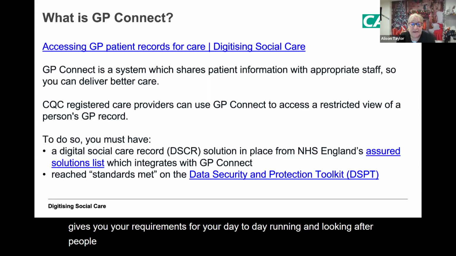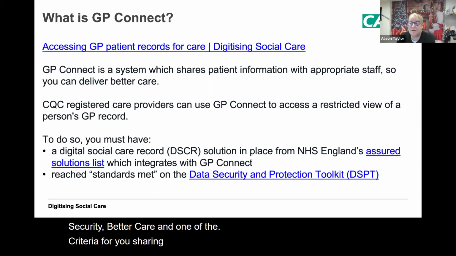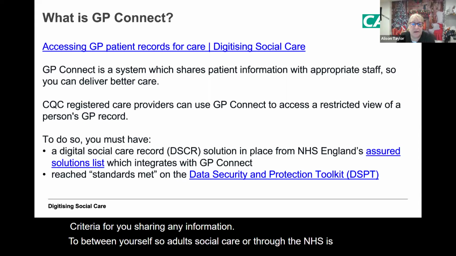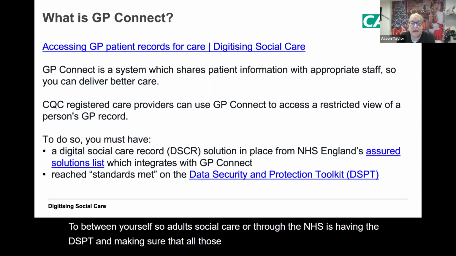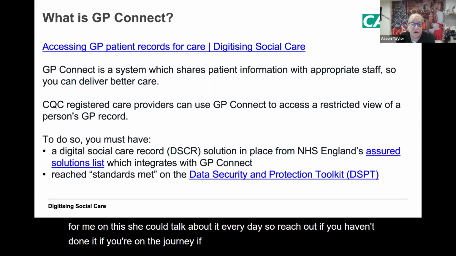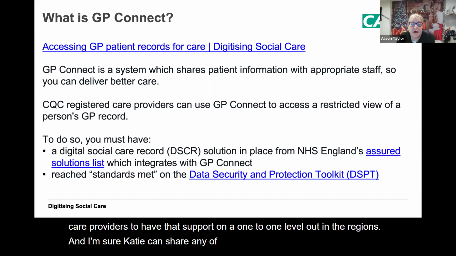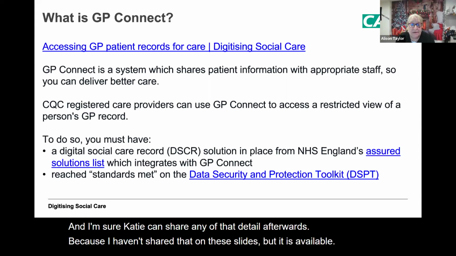The DSPT, as I said, there is a program out there called Better Security, Better Care, and one of the criteria for sharing any information between yourselves, so adult social care or through the NHS, is having the DSPT and making sure that all those cyber security measures are in place. Katie is the expert for me on this, she could talk about it every day. So reach out if you haven't done it, if you're on the journey, if you're just starting. There's a free offer for care providers to have that support on a one-to-one level out in the regions. I'm sure Katie can share any of that detail afterwards, because I haven't shared that on these slides, but it is available. Can I have the next slide, please?